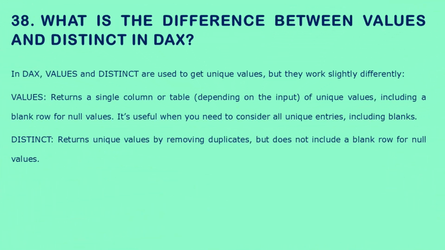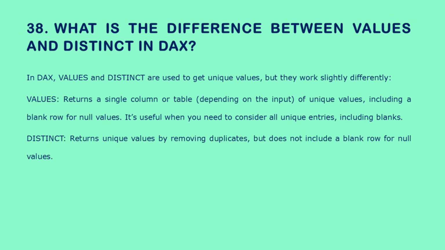What is the difference between values and distinct in DAX? In DAX, values and distinct are used to get unique values, but they work slightly differently. Values returns a single column or table, depending on the input, of unique values, including a blank row for null values. It's useful when you need to consider all unique entries, including blanks. Distinct returns unique values by removing duplicates, but does not include a blank row for null values.